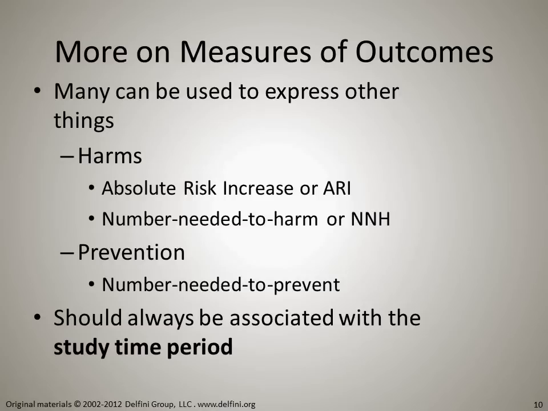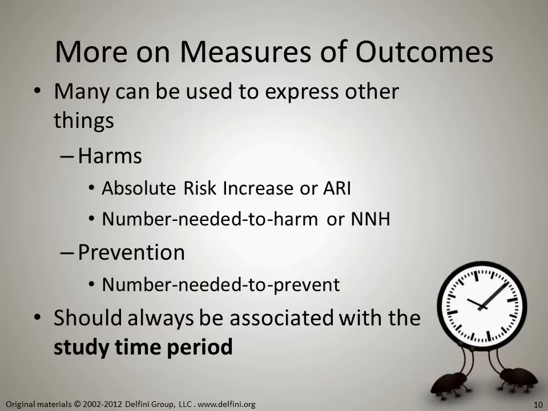Here's a bit more about measures of outcomes. Many of them can be used to express other things such as probability of harm, or number of people needed to be screened to benefit a person, prevention issues, etc. A key point is that they should always be associated with a time period, and that time period is the study time period. There is a big difference in a headache medication that rids you of your migraine in an hour as compared to one that takes a day. So this time period may be additionally important information in assessing meaningful clinical benefit. However, it is harder to assess, as we rarely know exactly when benefit is obtained.